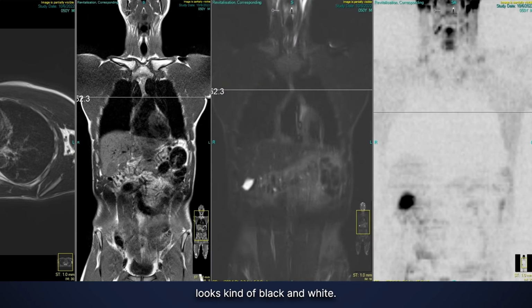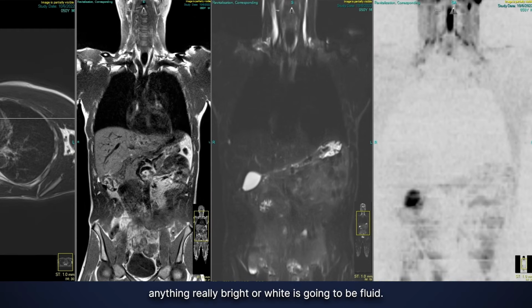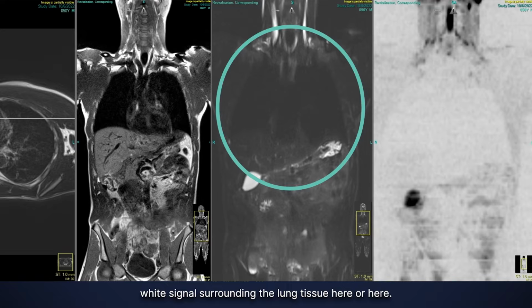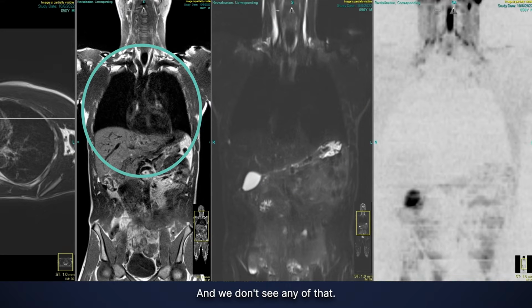It looks kind of black and white, and what that means is anything really bright or white is going to be fluid. So if we saw abnormal fluid around the lung, we would see that white signal surrounding the lung tissue here or here, and we don't see any of that.